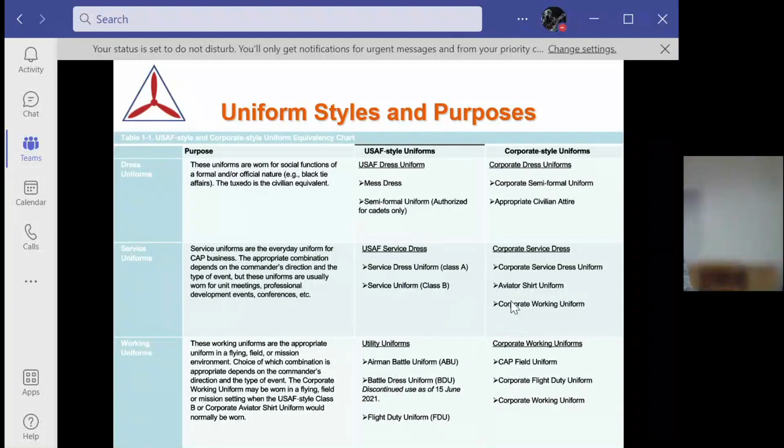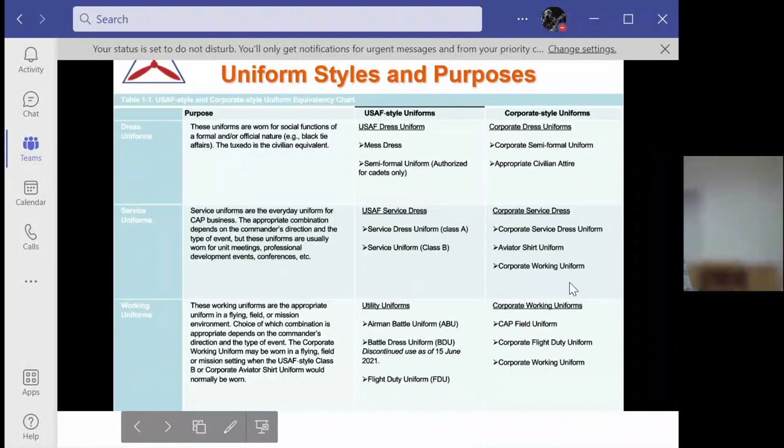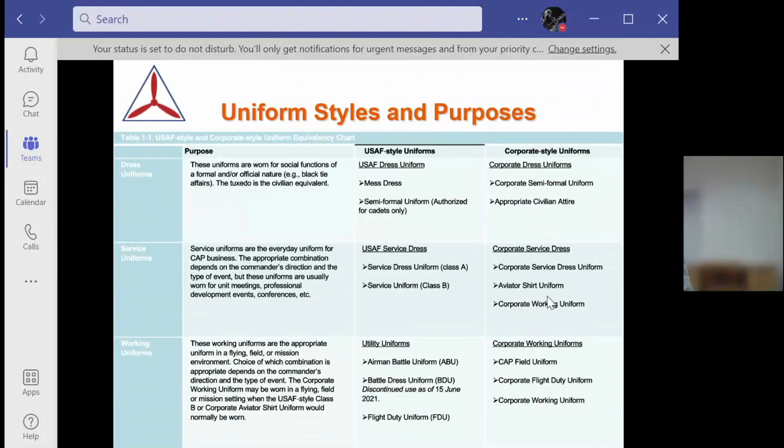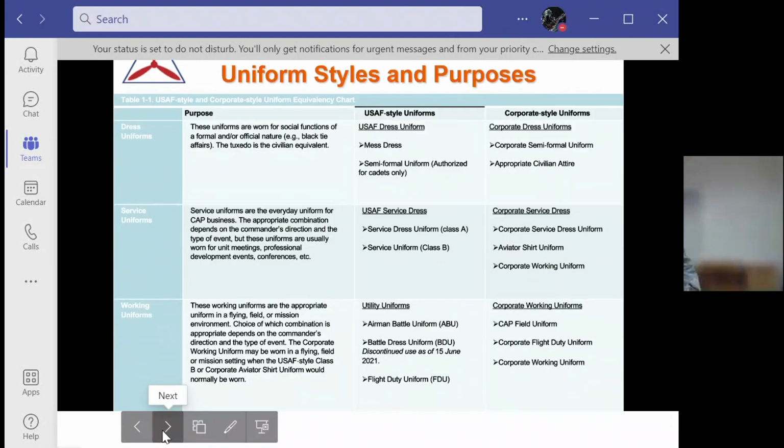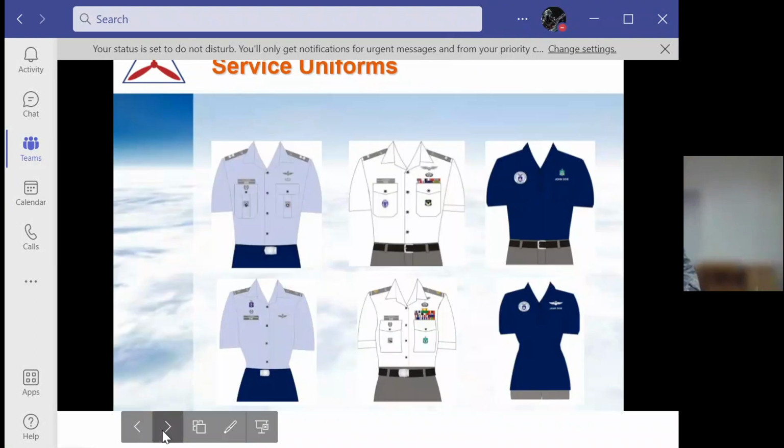Yep. And then the corporate working uniform, both fall under service uniform and working uniform. So this polo satisfies the aviator requirement for some reason. I don't understand why it falls under here either. Okay, so the next one. You understand the purposes, I'm assuming? Yes.